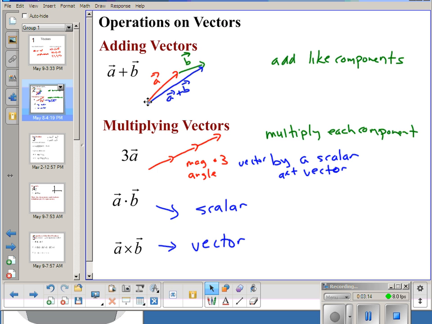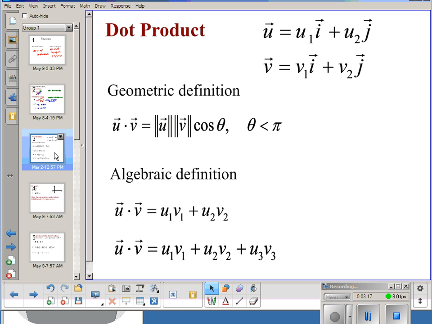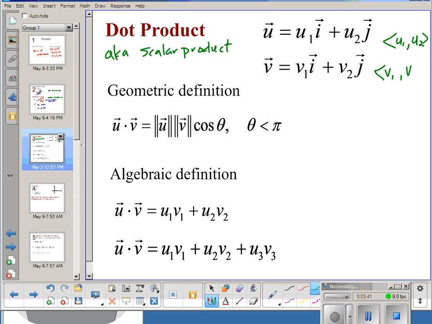So right now we're going to focus in a little bit on dot product, also known as scalar product, because it is the way of multiplying 2 vectors that gets us a number. So if we have 2 vectors, u, which we can represent as u1 in the i direction and u2 in the j direction, or again, we could say u1 comma u2, and then we have another vector v1 comma v2. So there's 2 ways we can get our dot product.